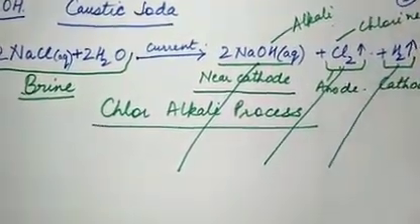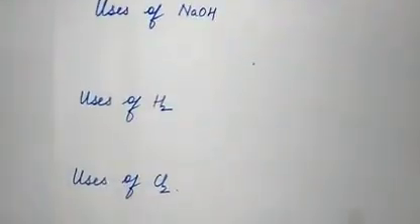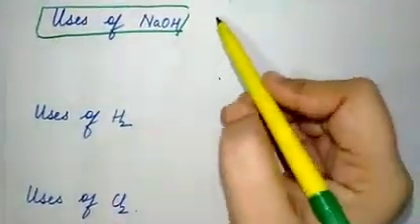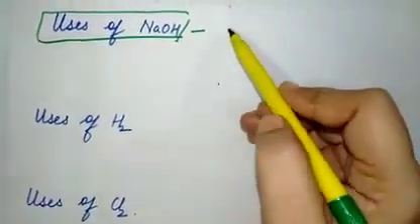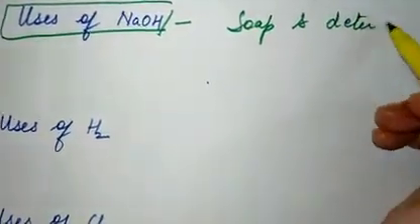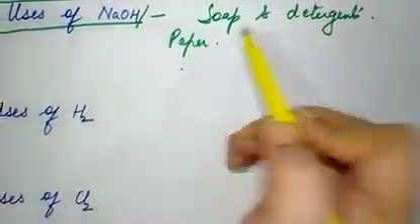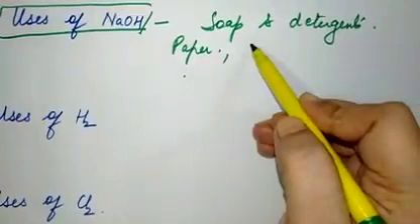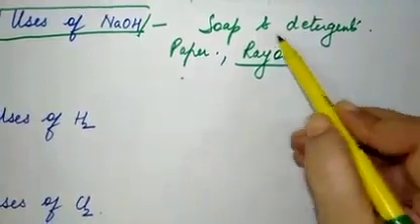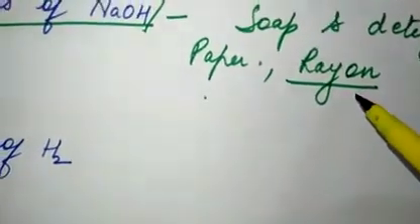Okay, and let us look at the uses of these three. First, we take the use of NaOH. NaOH is a very common base which is used in labs, right, to manufacture many of the other products, and it is used in making soaps and detergent. Very important use of NaOH is that it is used to make soaps and detergents. It is also used in making of paper. It is also used in making of some of the artificial fibers like rayon. You have studied in your previous classes that rayon is artificial silk. So NaOH is used to make this artificial silk, that is rayon.